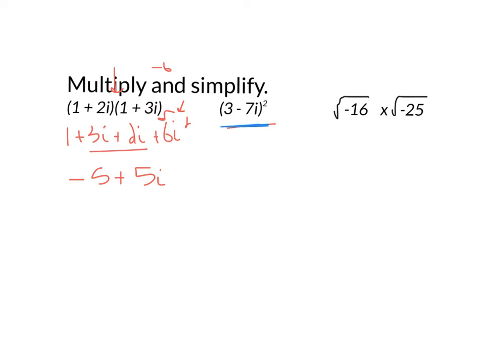3 minus 7i squared. Don't forget the shortcut we had. You square the first number. You multiply them together, which would be -21i, then you double it, -42i. Then you square the second one, which would be 49i squared.